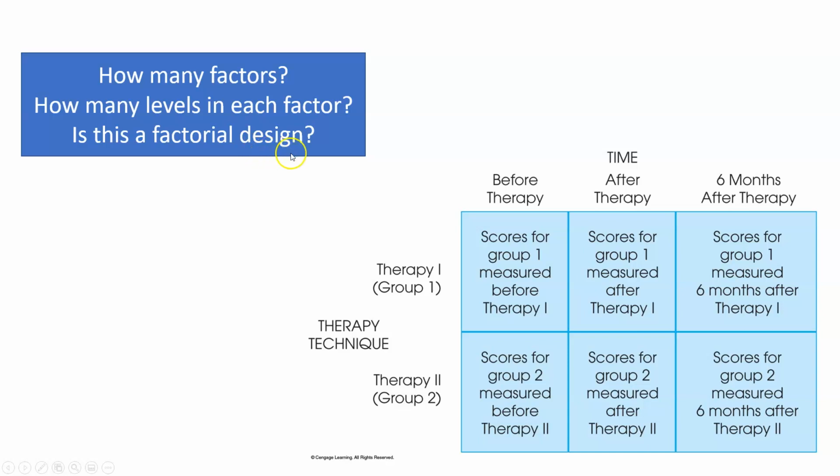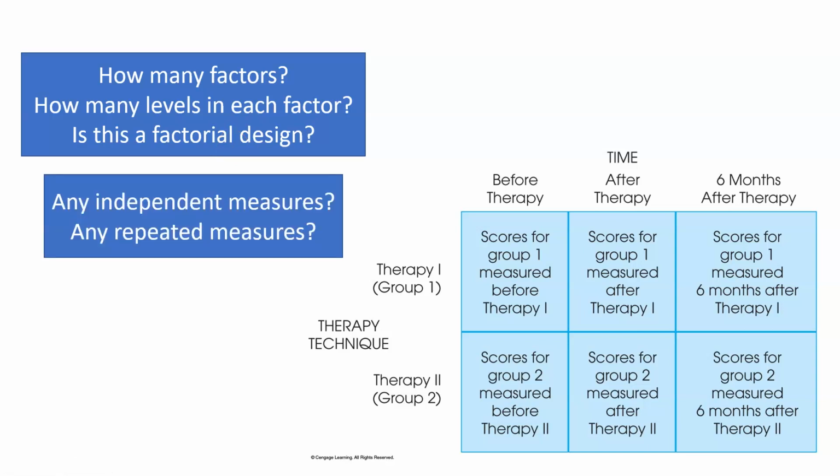You should say yes, because remember, if we use multiple factors, right here we have 2 factors. If we use multiple factors, then we add this "-ial" at the end and we refer to it as a factorial design, meaning more than one independent variable, more than one factor. Are there any independent measures here?